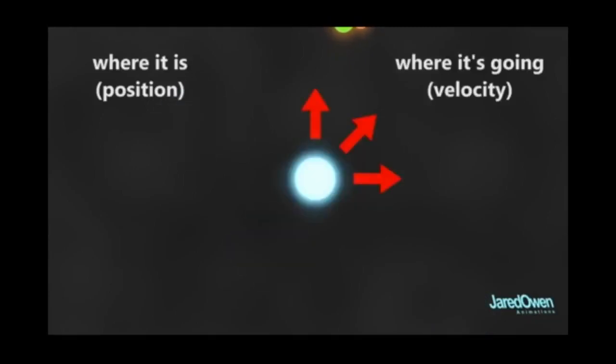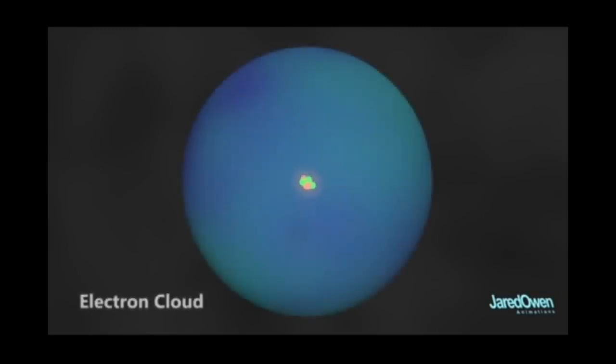Now let's go to the size of an atom. With an electron, things are a little different. We can't know exactly where it is and where it's going. We can only know one or the other at any given time. This means that it is impossible to really know what the electron is doing. The best we can do is predict where the electron will be found. This area is most commonly known as the electron cloud.